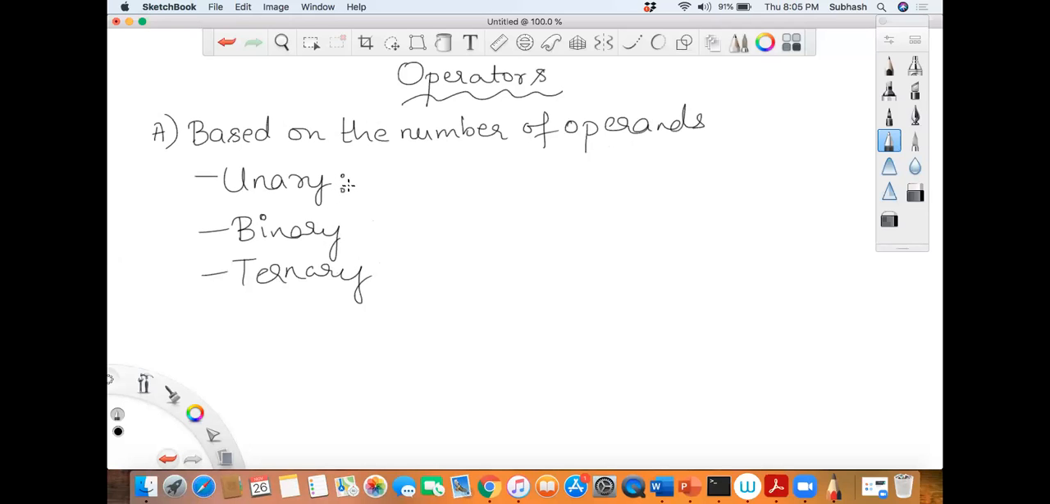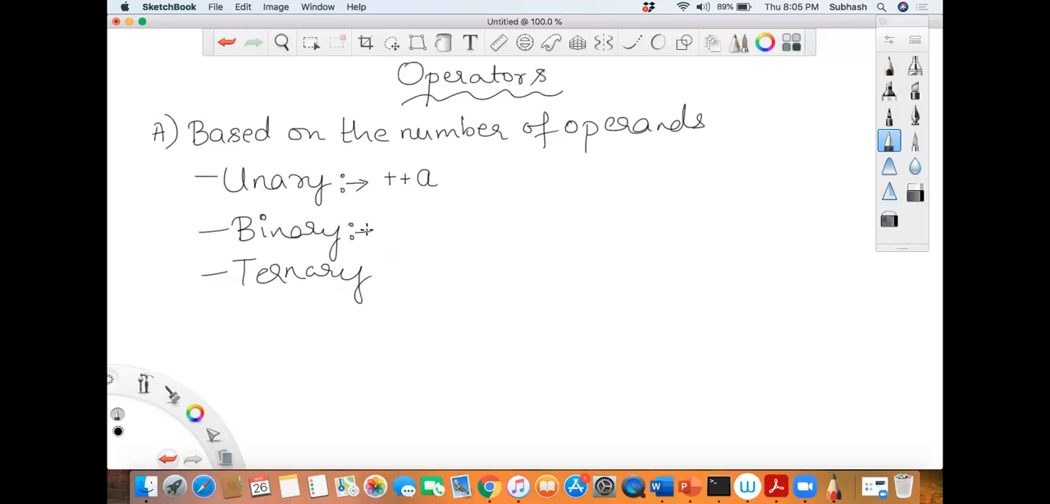Now what do you mean by unary operator? Simple, right? When you have a single operand and a single operator, this is basically called your unary operator. One operator and one operand. When your operator is working on a single operand, you call it a unary operator. Plus plus a, minus minus a, minus a, and so on.